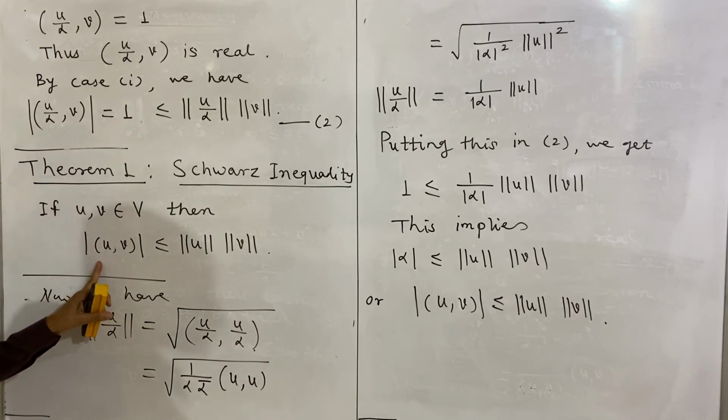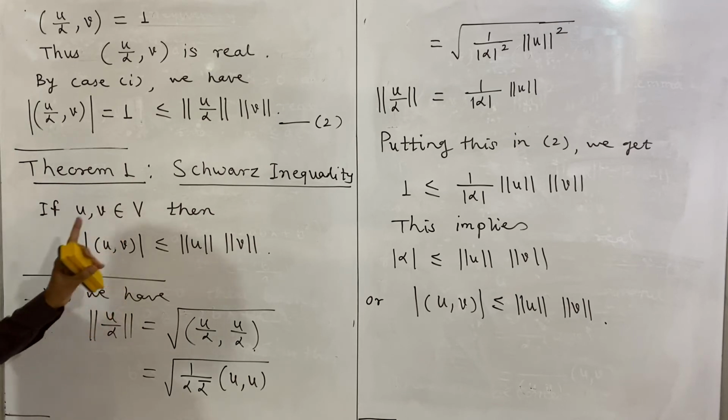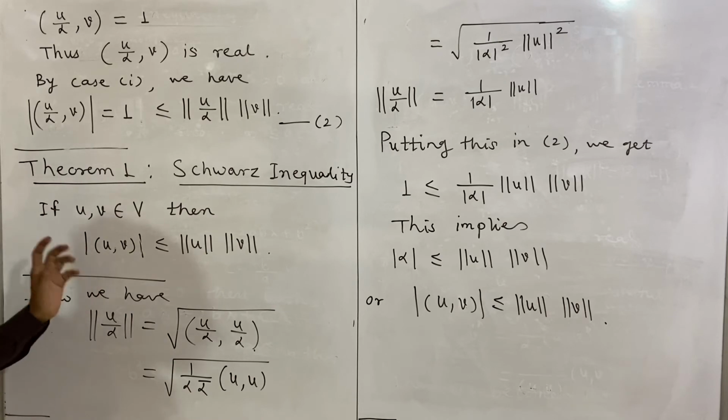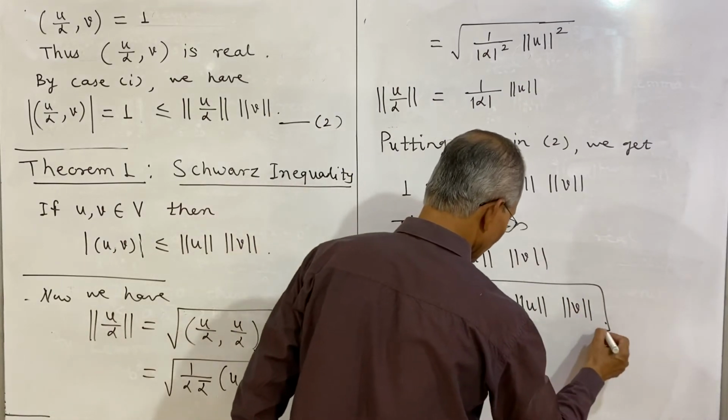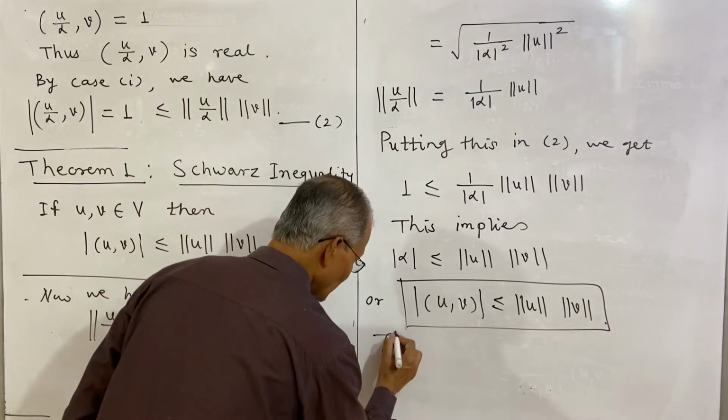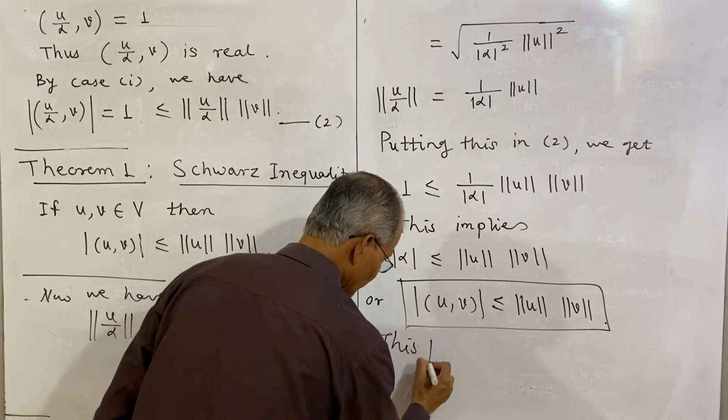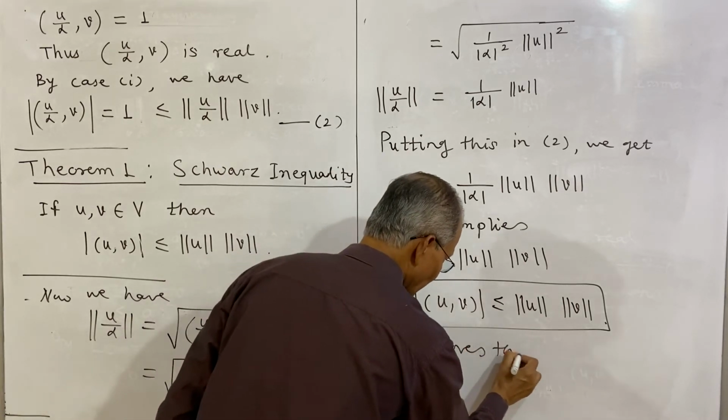The first case is simple, that is u is 0, then it holds, and in the second case we have taken this as a real value, and the third case we have taken it as a non-real value. So, this is the Schwarz inequality, and this proves the theorem.